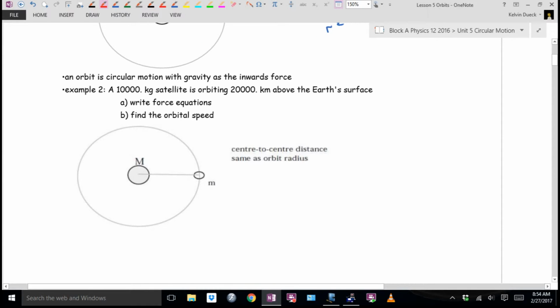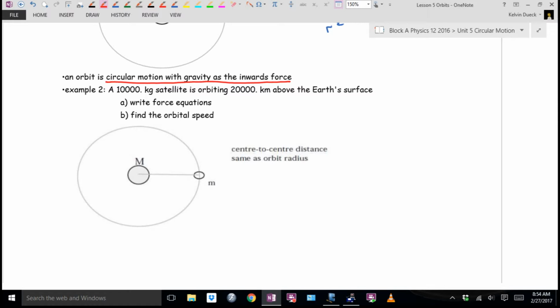An orbit is circular motion with gravity as the inwards force. But don't use mg. We have to use the universal gravitation equation because the further you are from the planet, the weaker the force of gravity.